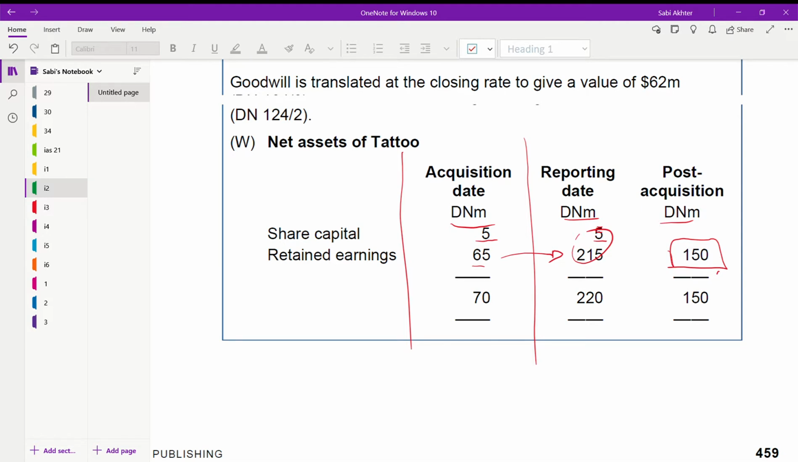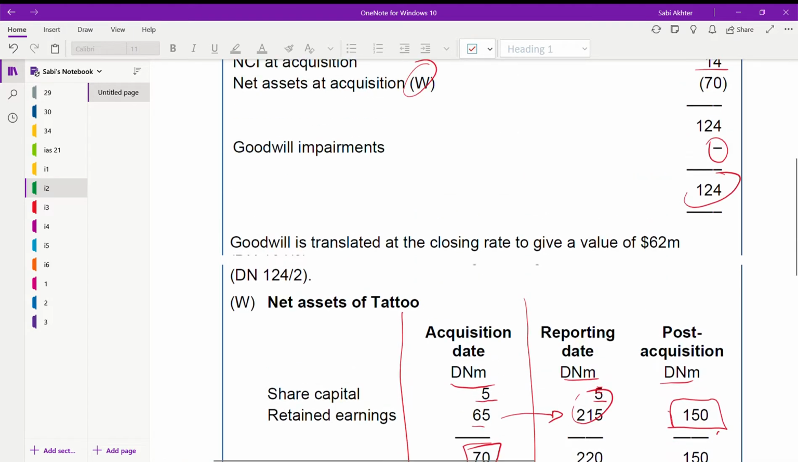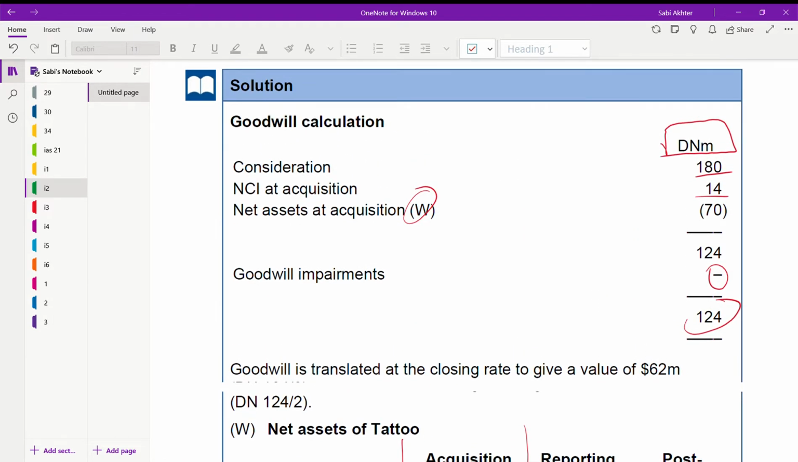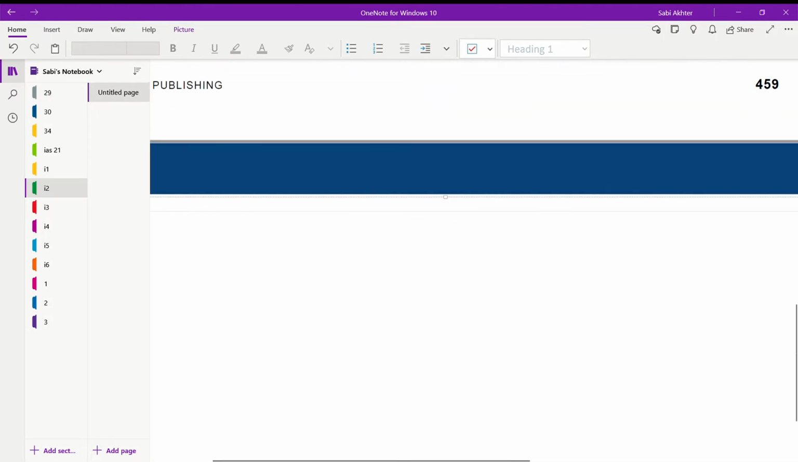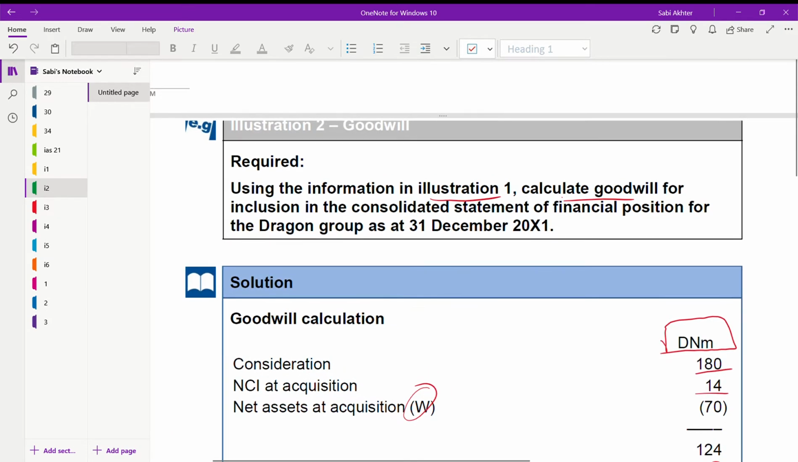but you are taking the net asset as the date of acquisition for your goodwill purpose. Okay, 70, hence you are deducting 70, and 124, this 124 you have to divide by 2 because 2 is the closing date. This is the repetition from your illustration 1 only, not a new question. Hence it is 62. Okay, so that's it. You have to put that 26. Now let us go to illustration 3.